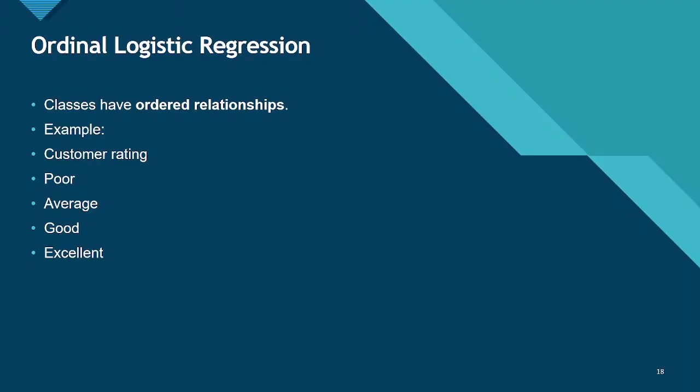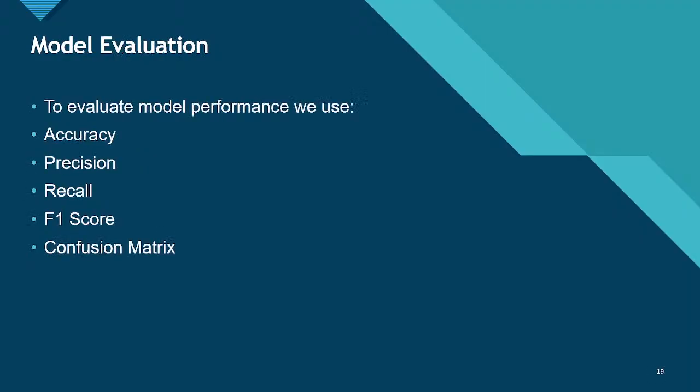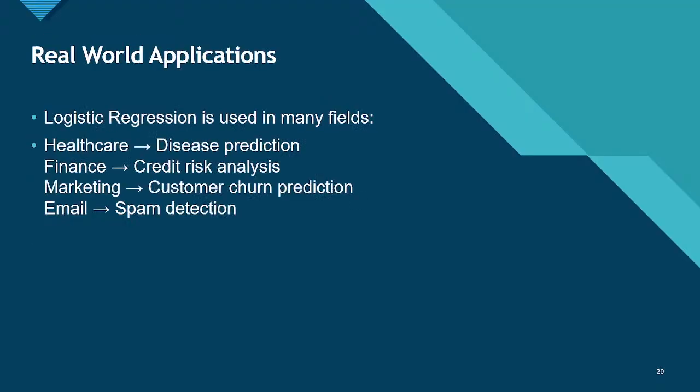Customer satisfaction surveys, from poor to excellent. Employee performance evaluation. Scale responses in research, from strongly disagree to strongly agree. Next is model evaluation. To evaluate model performance, we use accuracy, precision, recall, F-score, and confusion matrices. Next, we will see real world applications.